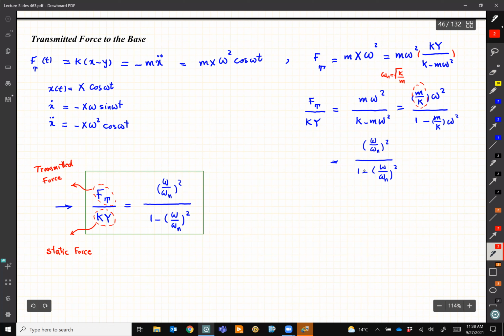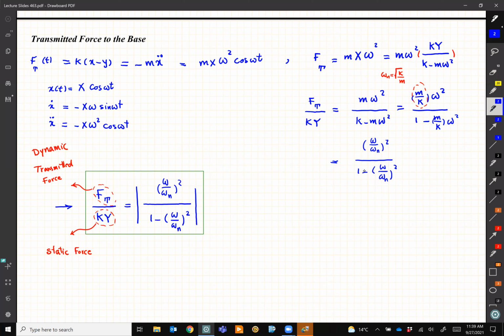Or to be exact, the dynamic transmitted force, the force that comes from vibration. So the ratio of these two is important for us. We like to know, if we have a system, what is this ratio? And since again we care only about the magnitude, we just put it inside this absolute value, and we care only about the absolute value of that.